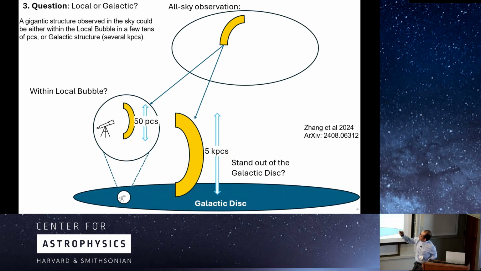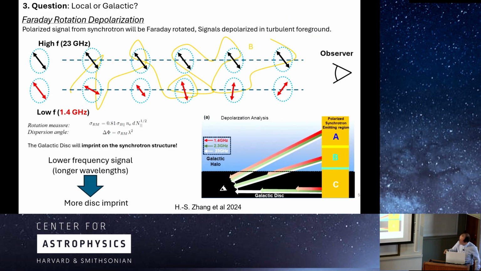So this is the geometry that I want to talk about. If you observe something very gigantic in the sky, it can either be within the local hot bubble, 50 parsec, or it can be 5 kiloparsec, and this would stand out of the galactic disk. What's the difference between these two observationally? If the signals from there want to reach us, they have to go through the disk. So if something like this happens, then the disk should imprint itself onto this emitting structure. Let's see what happened with the synchrotron polarization emitting structure.